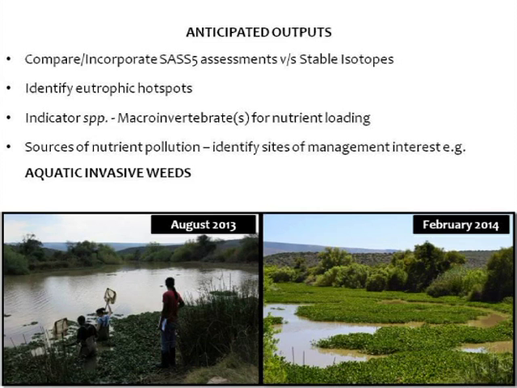So now, what are we hoping to get out of this study? To compare and incorporate the South African Scoring System assessment results with stable isotopes so that we can validate stable isotopes as a monitoring tool, and also identify eutrophic hotspot systems, and potentially identify a species that will help us trace and map nutrient loading in our aquatic systems, and ultimately predict the source of nutrient pollution in our systems. That will help us identify sites of management interest, like aquatic weed invasions.